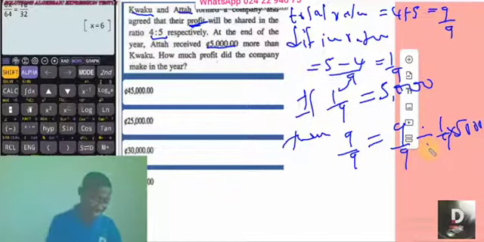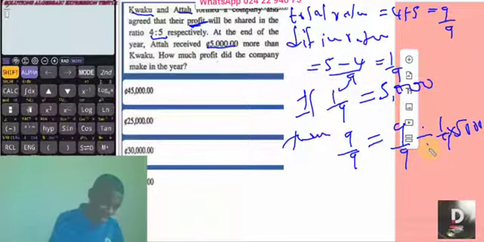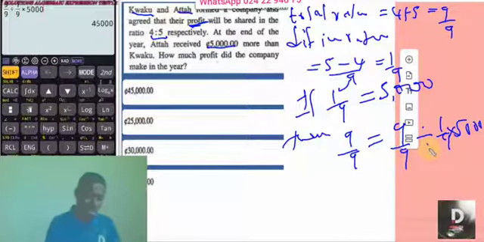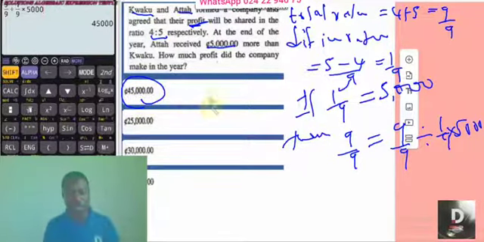So let's calculate it. So fraction 9 over 9 divided by, so normal division, that fraction 1 over 9 times 5,000. Those who are not permitted to use calculator, you know what to do. You do your calculation. So the answer is 45,000. This is what they shared.